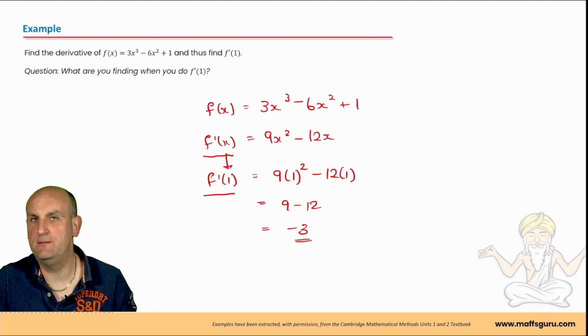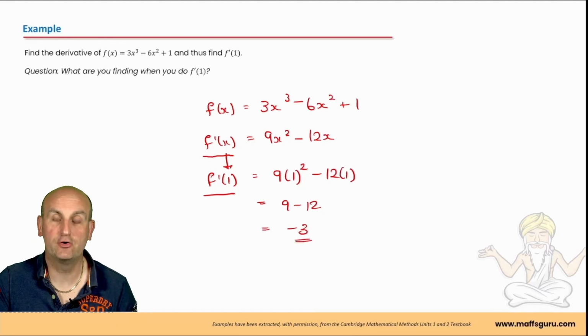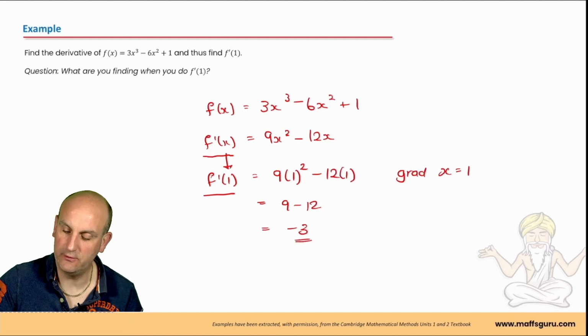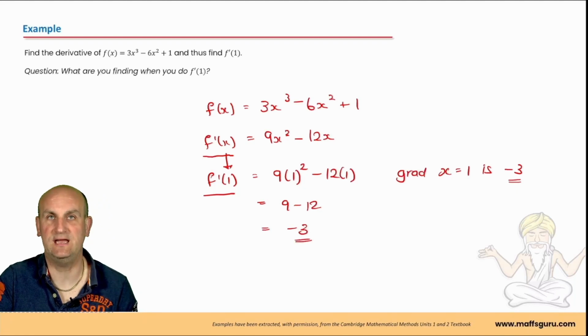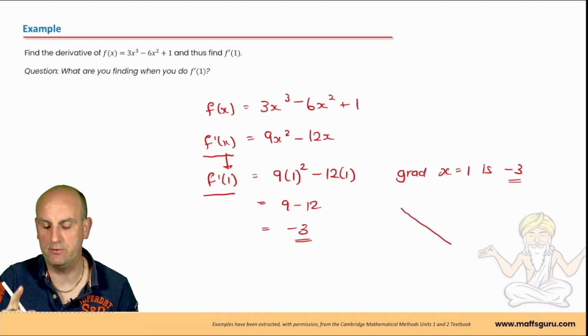Now, what does that actually mean? And again, the context is important. That is telling me now that the gradient when x equals 1 is equal to negative 3. So at that point, the gradient of the tangent to the curve at the point where x equals 1 is negative 3. So what I know is it's something along those lines, at one point there, right?